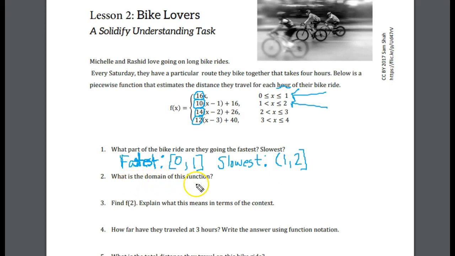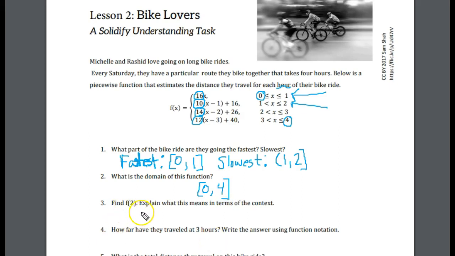What is the domain of this function? Domain is the input, and it's the input for the entire function. Notice that this function only includes intervals from 0 to 4. Now 0 is included, and 4 is included, but we don't have anything else involved. So we do want to go from 0 to 4, and we will include both of those.